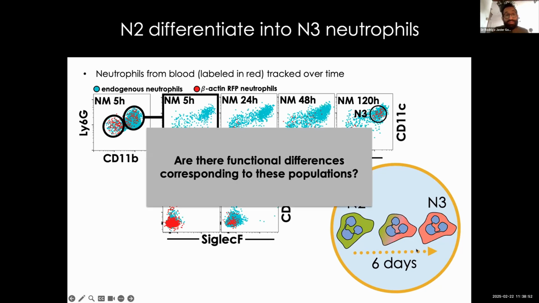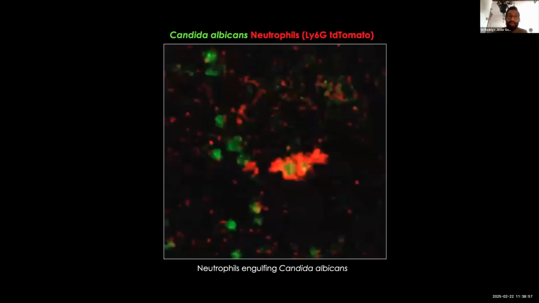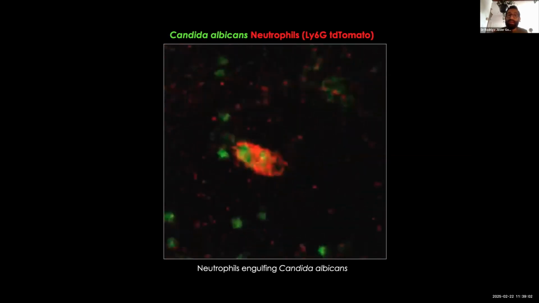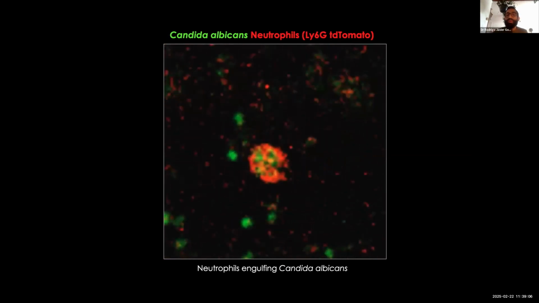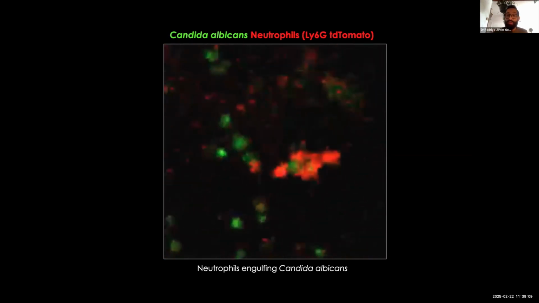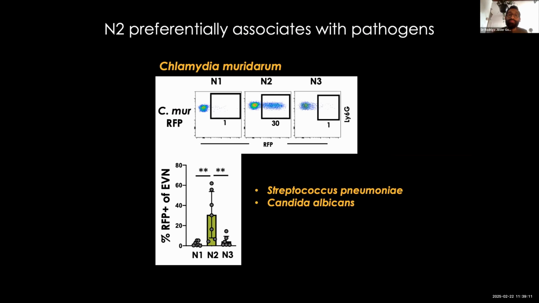The most important question is, are there any functional differences that correspond to these populations? We know that these neutrophils can, as any neutrophil, eat. We saw them eating pathogens, in this case Candida albicans, and we wanted to know if one population is better than the other at doing this. To our surprise, we found that it's only the N2 population that actually engulfs pathogens, not only Chlamydia muridarum, but also Streptococcus pneumoniae and also Candida albicans. So it's a neutrophil-dependent phenomenon and not a pathogen-dependent phenomenon.